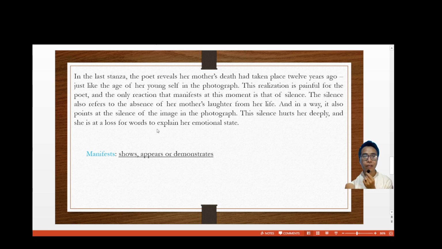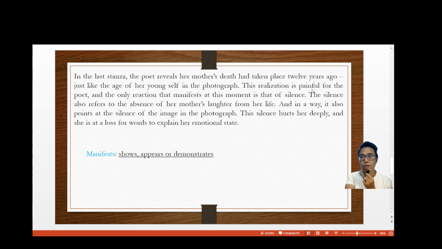Now, in the last stanza, the poet reveals her mother's death. Reveals means discloses. She reveals that the death of her mother took place 12 years ago, just like the age of her mother in the photograph, because the photograph was also taken when her mother was about 12 years of age during their sea holiday.